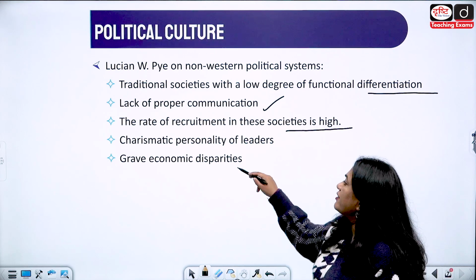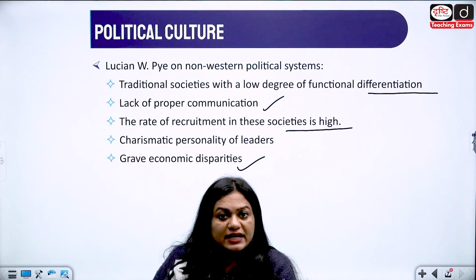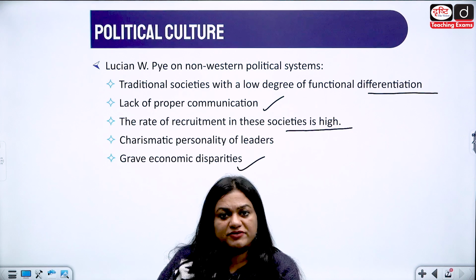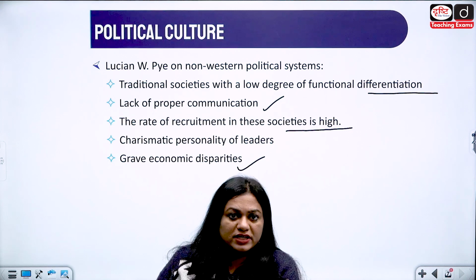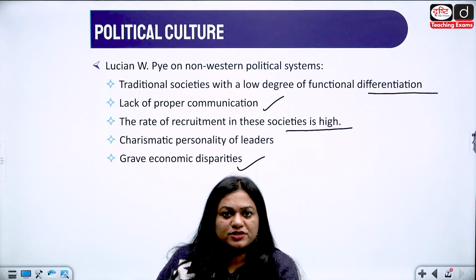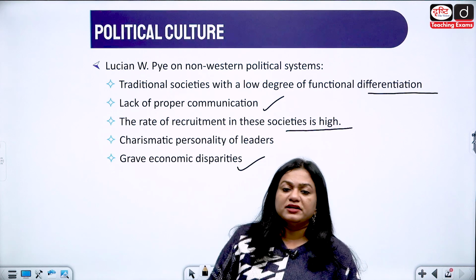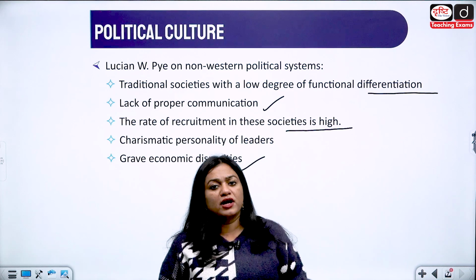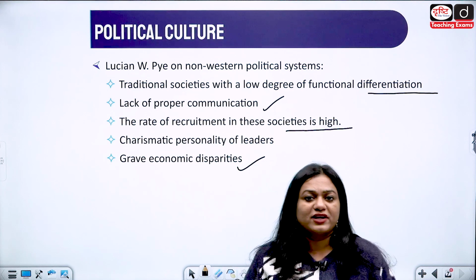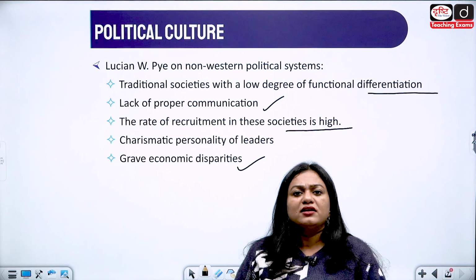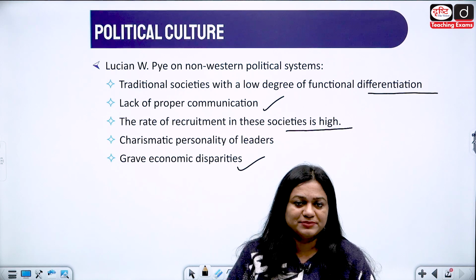Then grave economic disparities were observed, because most of these countries were agrarian dominated, industrial sectors were very little, and most of these countries were producing raw materials for the core countries in Western Europe or the big industrial countries. So their economic disparities were higher, and unemployment, poverty, ethnic clashes, all these things characterize the non-Western societies, like the Latin American, Asian and African societies basically.